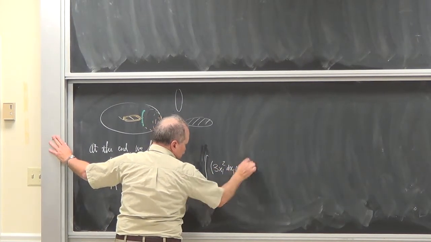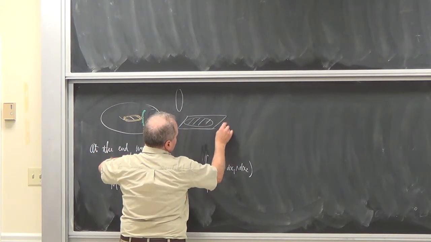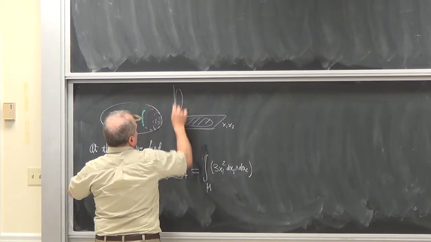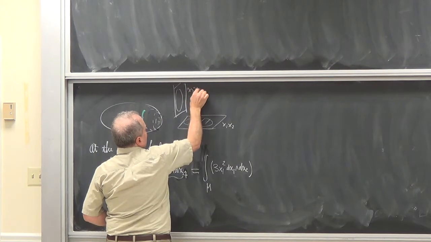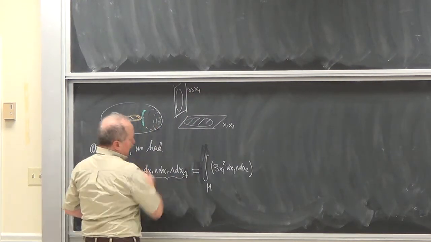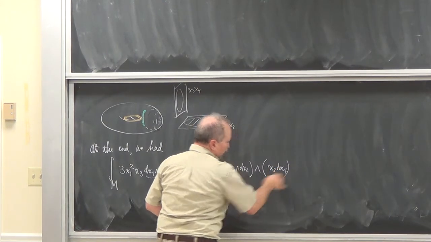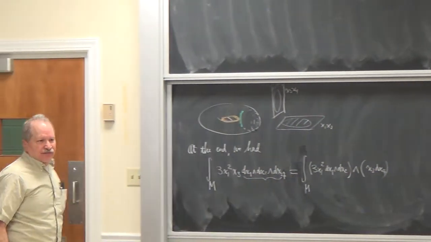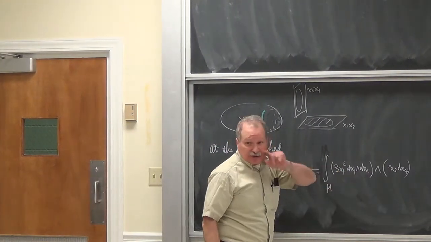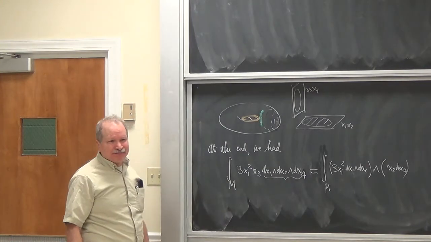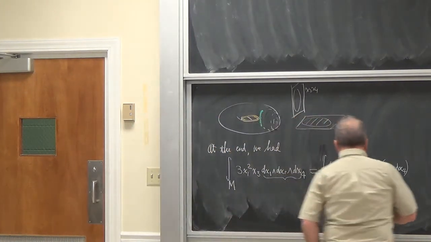You have this 2 form that really lives in the x1, x2 plane. And in the circle that's in the x3, x4 plane, you have this one form living there. And what I'm suggesting is, how would you think about setting this up as an iterated integral, one integral times another?